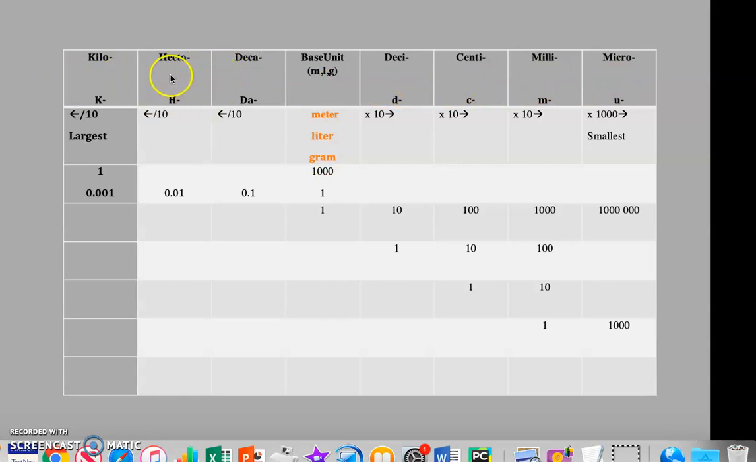Now, traditionally, hecto and deca are not used in chemistry. They're used in engineering, but not really chemistry. Kilo is, deci, centi, micro, and milli are used as well. And you need to know these in order from largest to smallest. Okay, so let's look at some examples.